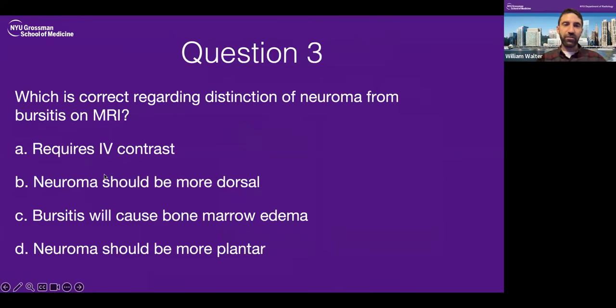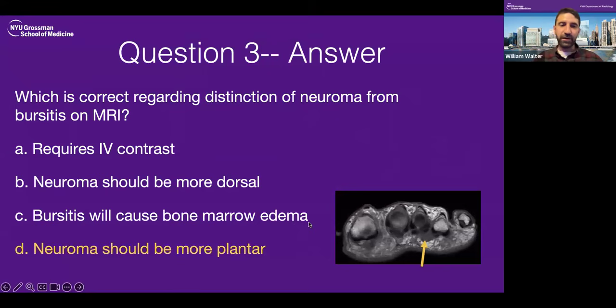And finally, which is correct regarding distinguishing neuroma from bursitis on MRI? Does it require IV contrast? Neuroma should be more dorsal. Bursitis will cause bone marrow edema, or neuroma will be more plantar. All right, very good. So correct answer D, neuroma should be more plantar because of that intermetatarsal transverse ligament. Bursitis will be more on the dorsal side. I'll point out again, does not require IV contrast.